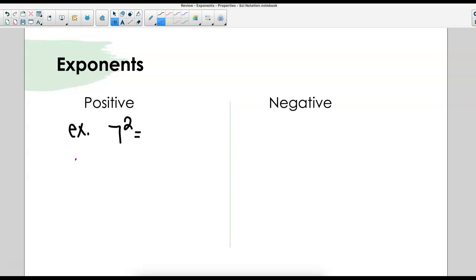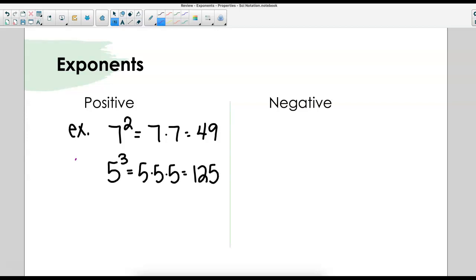What does that mean? Luke. 7 times 7. Which is 49. Okay? So we know when it's a positive exponent, you just multiply the number by itself that many times. If it was 5 to the third power, that would mean what? Yep, 5 times 5 times 5, which is 125. We feel okay with that?